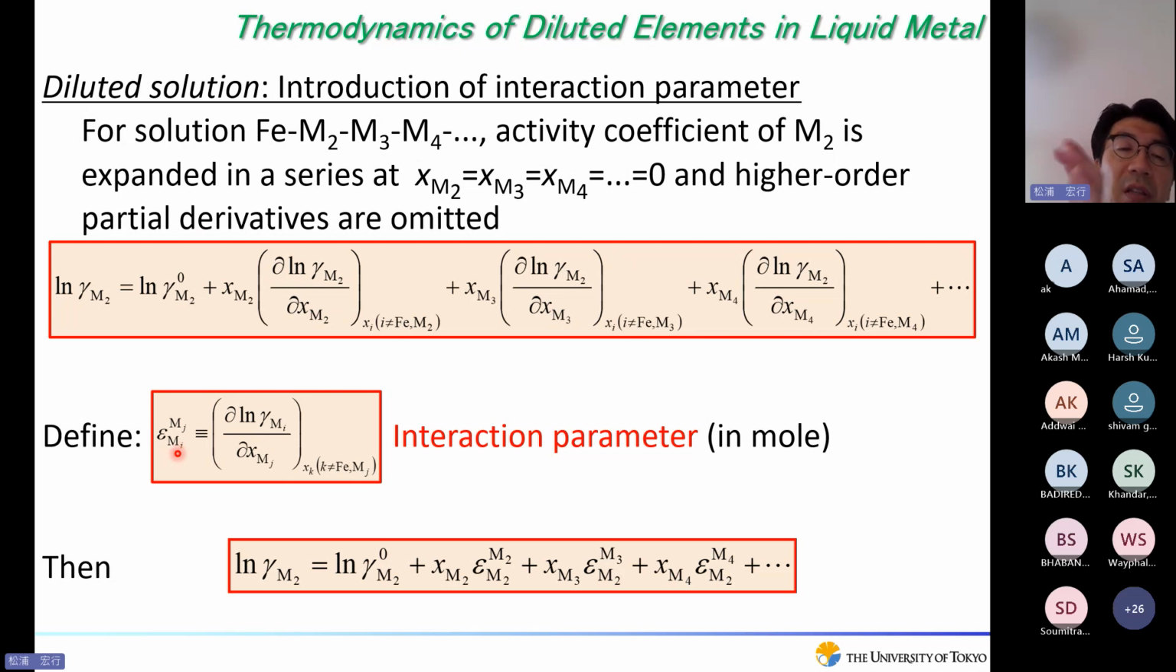Then you can determine numbers for each parameter. When you have all parameters as numbers, you can convert this function finally to this form. You can find that the activity coefficient of M2 can be expressed as a linear function of the concentrations of alloying elements. If you know the concentrations of all alloying elements, you can calculate the activity coefficient of M2.